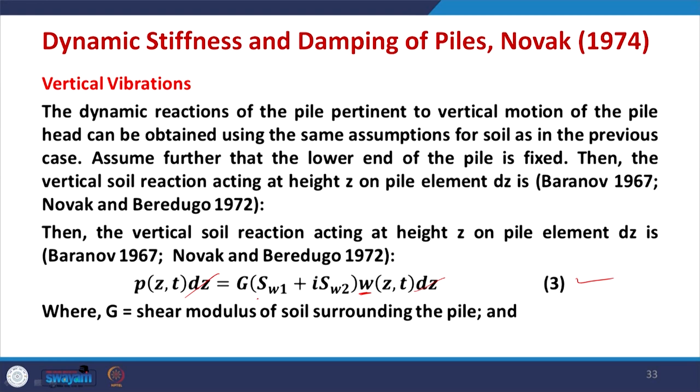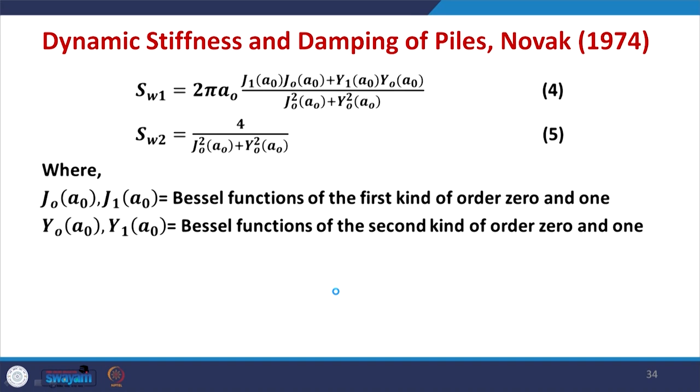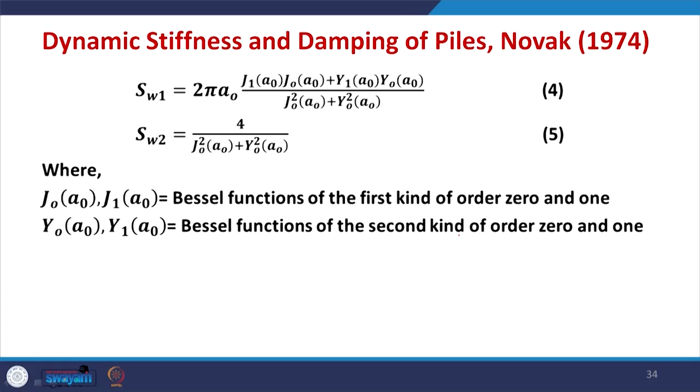Here again, the basic issue is how to get the values of SW1 and SW2, and they are given by equations 4 and 5. In these equations J0 and J1, which are functions of A0, are Bessel functions of the first kind of order 0 and 1, while Y0 and Y1 are Bessel functions of the second kind of order 0 and 1. One thing is very important. You have SU1 and SU2, which were functions of the dimensionless frequency A0 as well as Poisson's ratio. But SW1 and SW2, which are applicable for vertical vibration, depend only on the dimensionless frequency A0, but not on the Poisson's ratio.